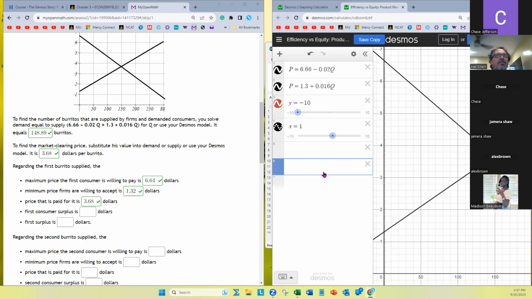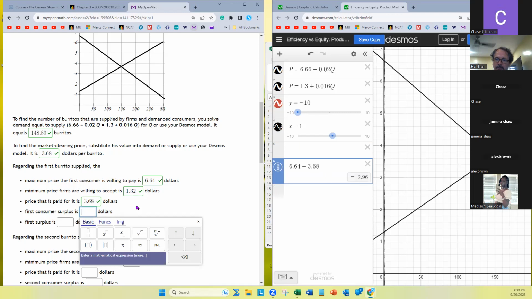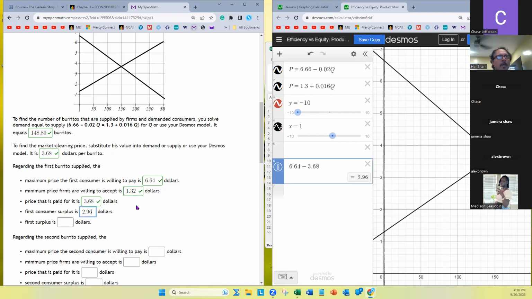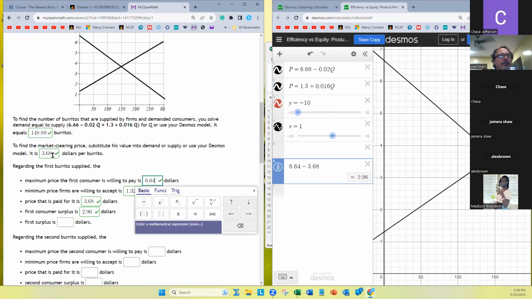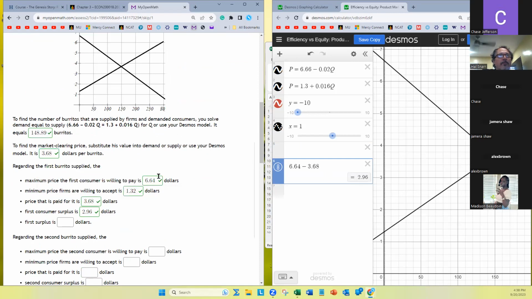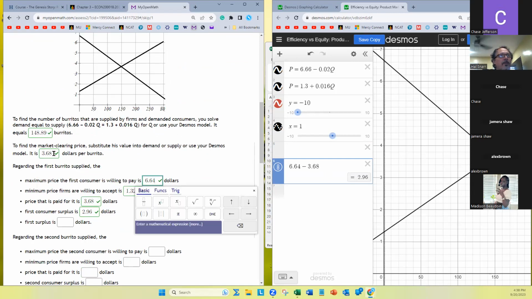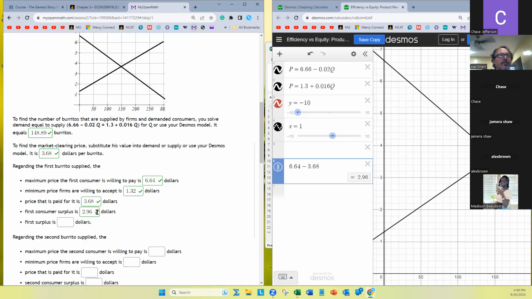Now, the cool thing about Desmos is you can use it as a calculator. What was that first consumer willing to pay? Well, he was willing to pay $664, right? What did that first consumer pay? The market price, in my case, $368, right? So the consumer surplus of that first consumer is 2.96. You got it? So all I did is I took this number and subtracted off that number, right? So whatever your number is here and your number is here, you take that difference and you get the first consumer surplus.